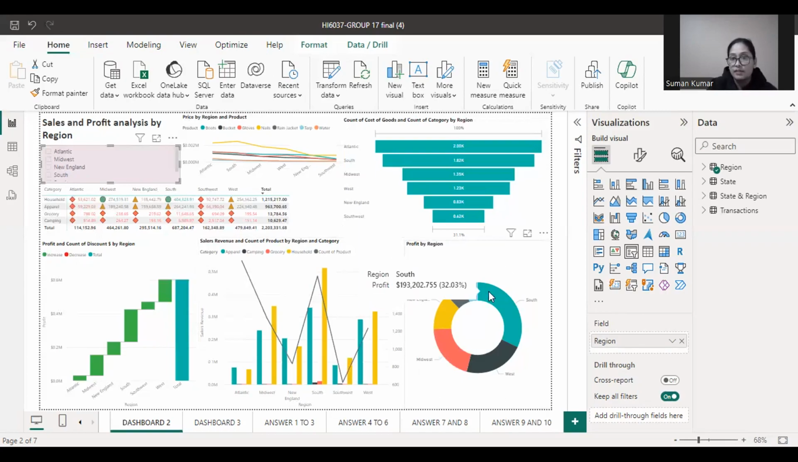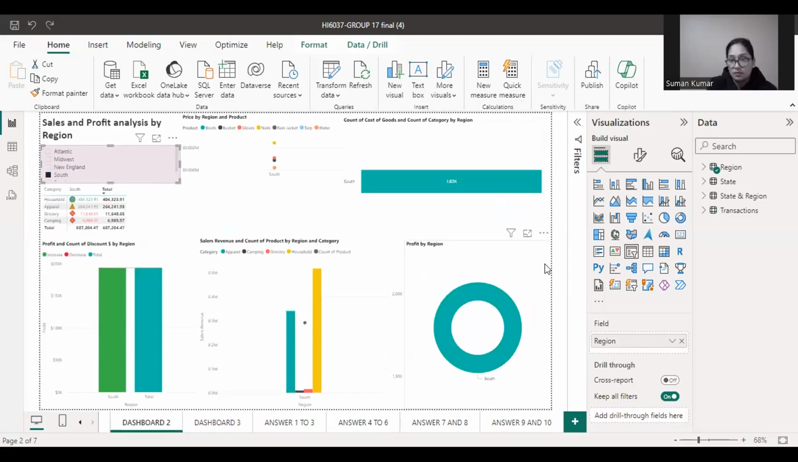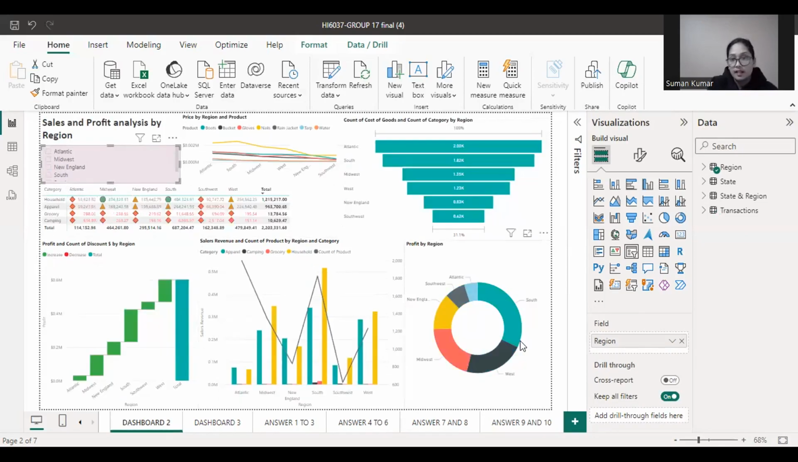So if I were to click on South, that would pretty much show the profit in percentage for South. So you'll see that the highest percentage of profit here is of South, followed by West, and South is obviously 32.03%, West is 22.01%. So this donut gives a demarcation between the regions, and it shows the profit in dollars.